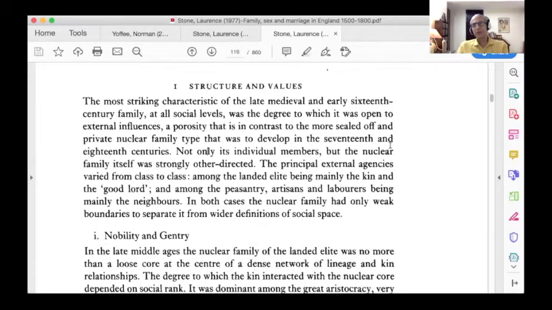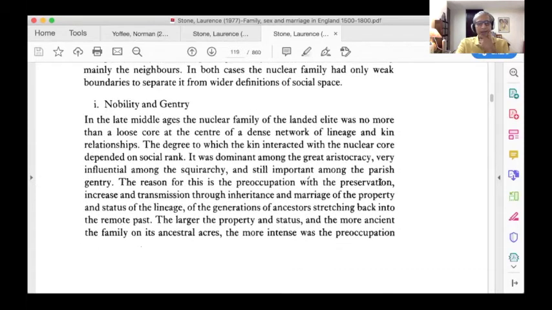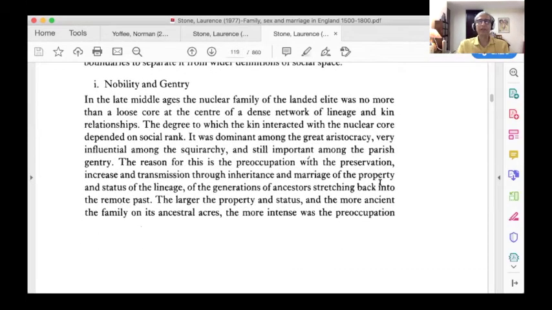So in other words, what Stone is saying is that you had a situation where families didn't have the kind of autonomy that you associate with a later period. Instead, they were completely other-directed, and kinship and lineage relationships, or what happened with neighbors, became far more important. He spends a lot of time with the nobility and gentry, so let's look at that as well.